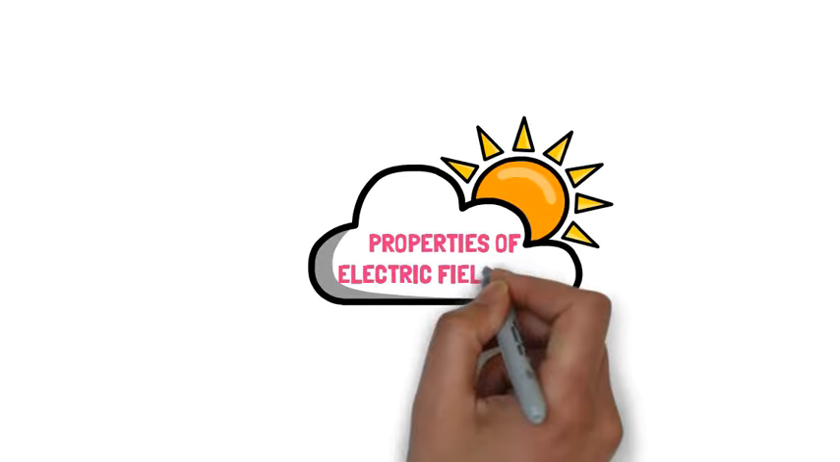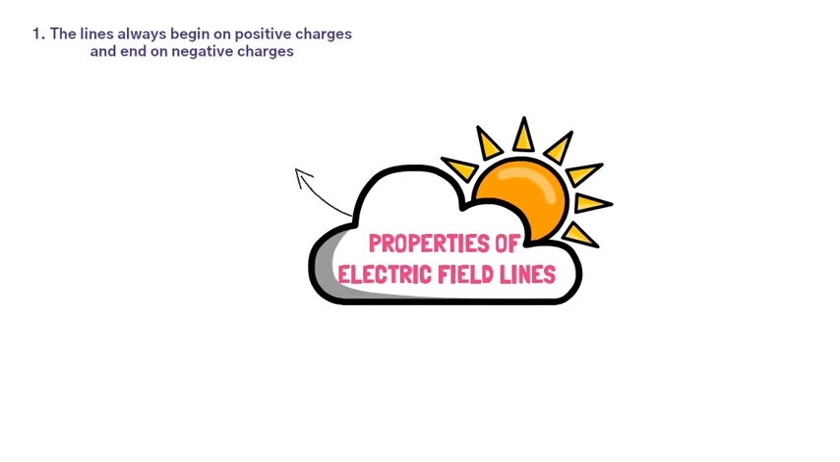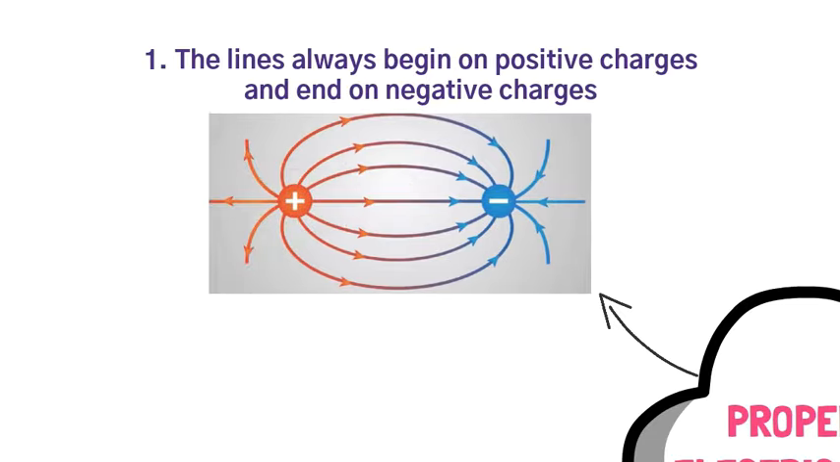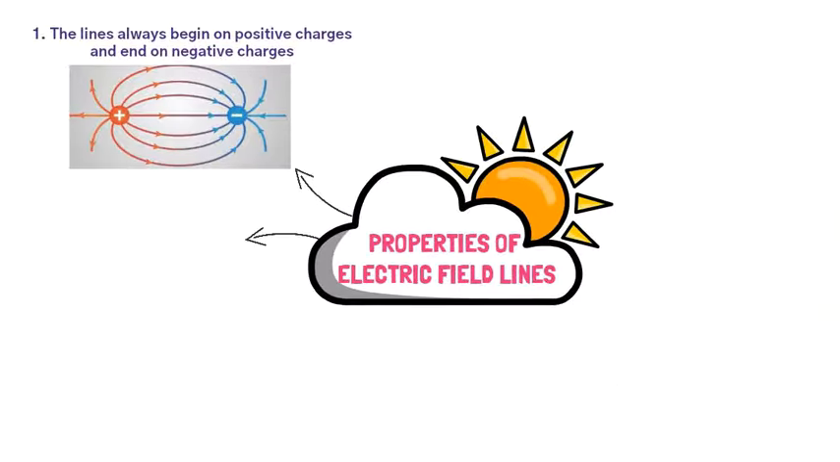So here we have the properties of electric field lines. Alright, so now look at the first point where the lines always begin on positive charges and end on negative charges. So based on this diagram, you can see here that for positive charge, the electric field lines always go radially outward from the charge, while for the negative charge, the electric field lines must be radially inward to the negative charge.